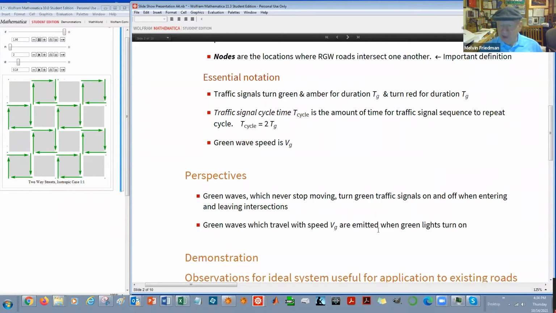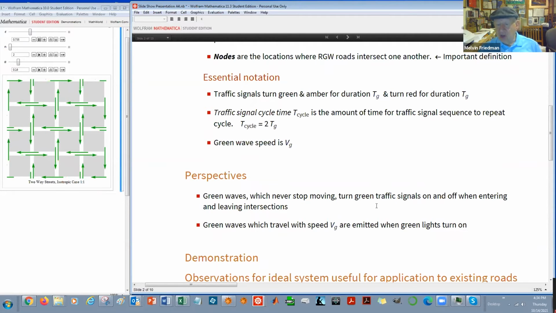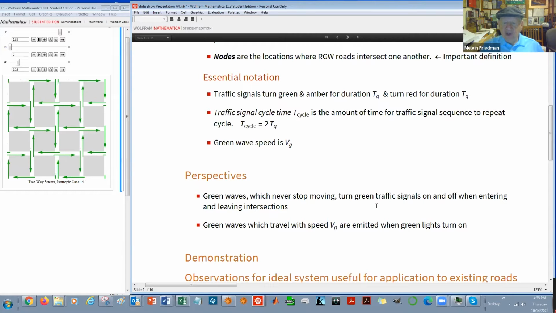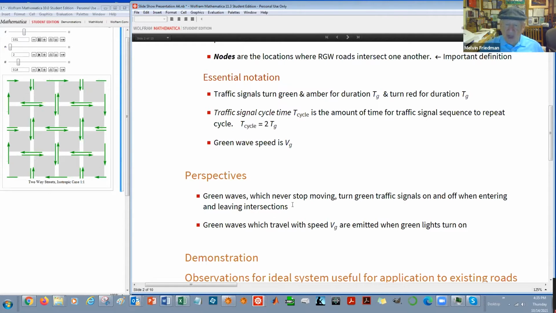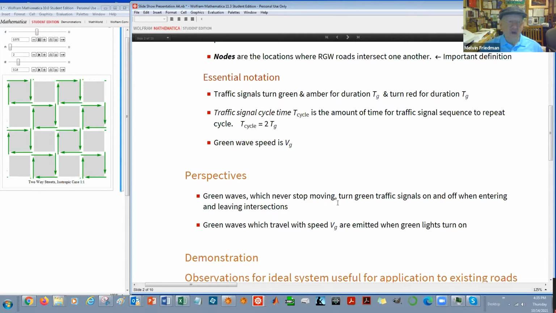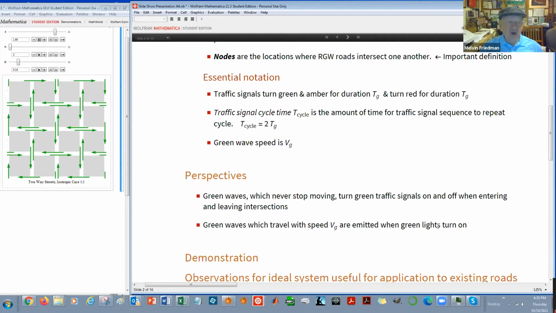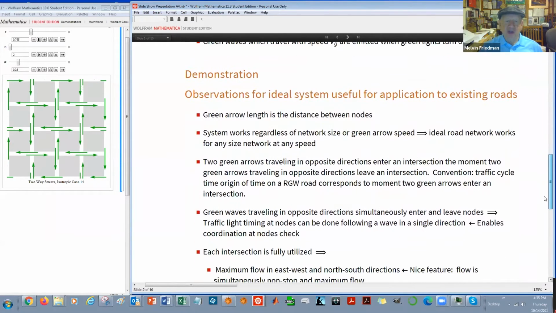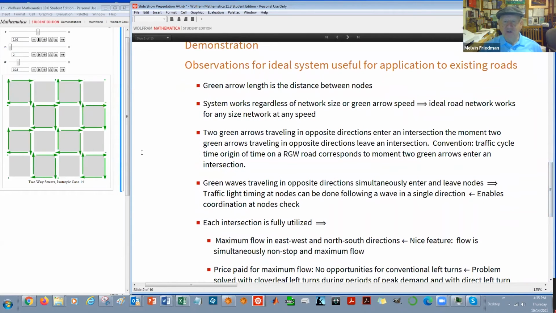Here are some perspectives that will help you think about it. Green waves, which never stop moving, turn traffic signals on and off when they enter and leave intersections. Another way to look at it is that green waves traveling with a speed VG are emitted whenever traffic lights turn on. This interpretation is really good for seeing that the cars will be able to make all the traffic lights. But since the green lights turn on and off periodically, this is a good interpretation when you're trying to actually build the system.